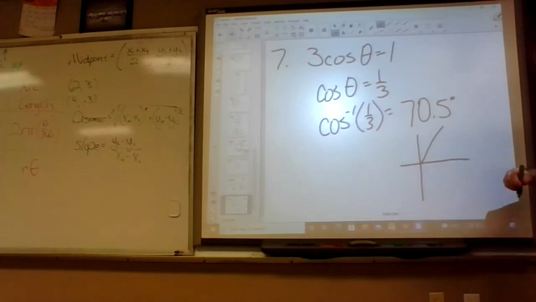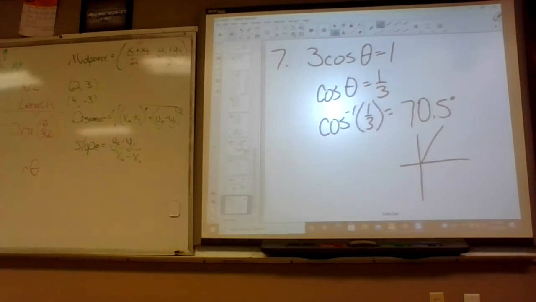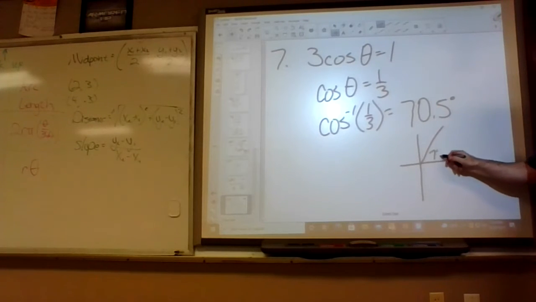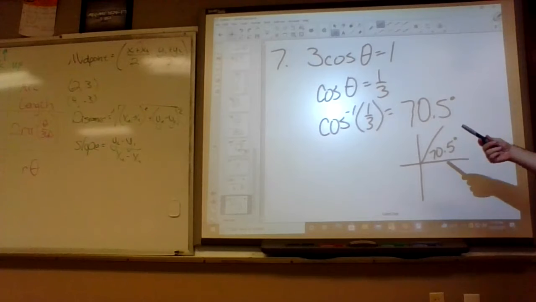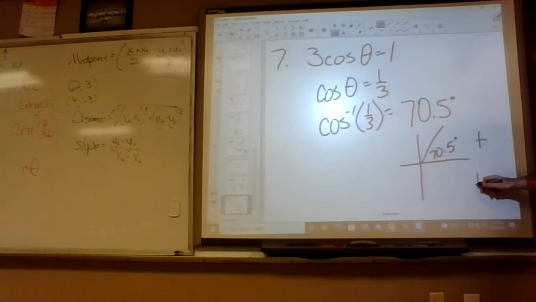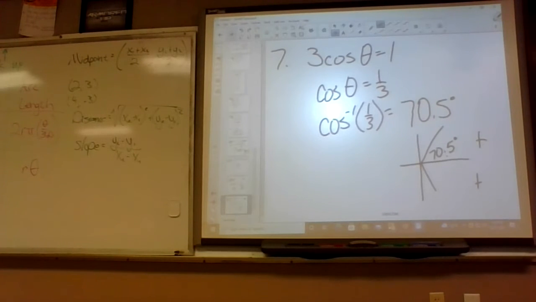If it's in the first quadrant, it has to be a reference angle, because every reference angle is referencing the first quadrant. Where's cosine positive? Right, so this is one of our answers. We also need the fourth quadrant angle that has this for a reference angle. 360 minus 70.5, which is 289.5.